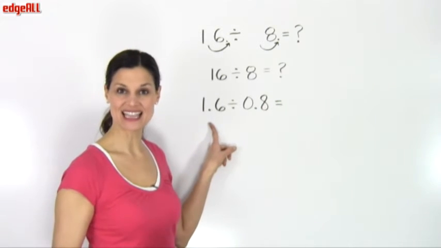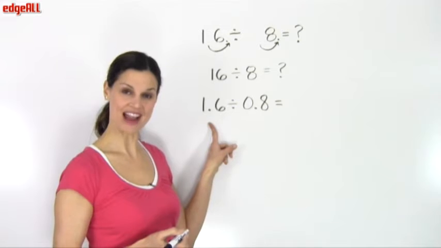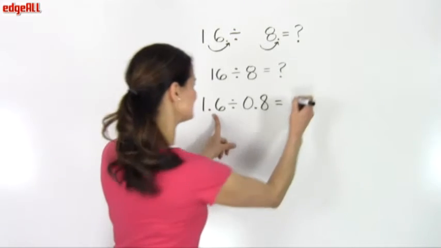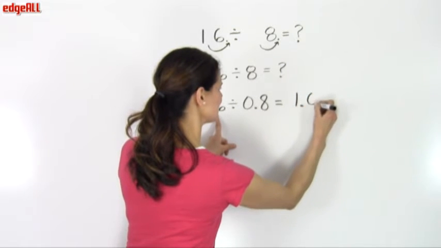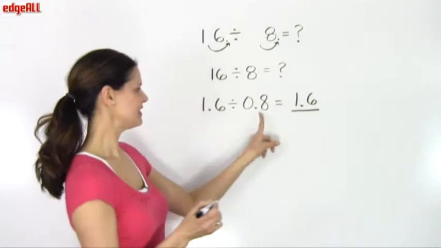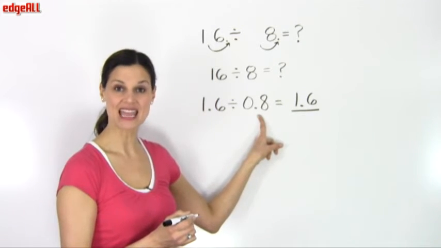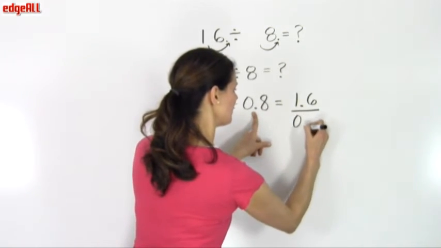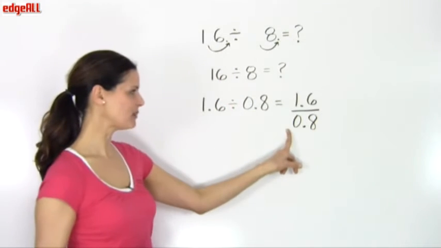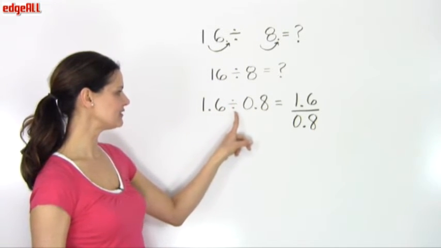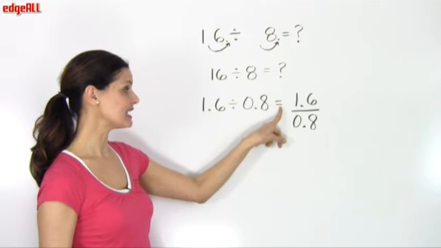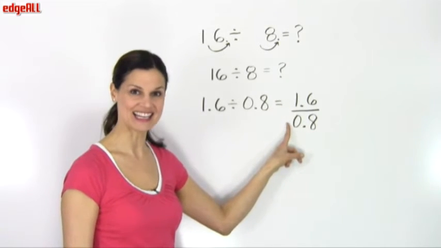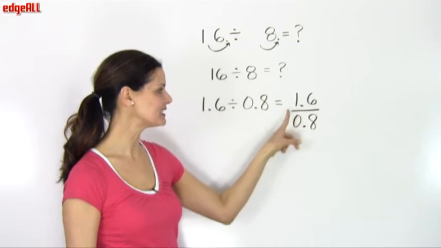as a fraction, the dividend here would be my numerator, and I would put 1.6 in the numerator, and this divisor, my 0.8, would be equivalent to the denominator. So I would put 0.8 here in the denominator. So 1.6 divided by 0.8 is the same as writing it as a fraction. And if I write it as a fraction, I would read it again as 1.6 divided by 0.8.